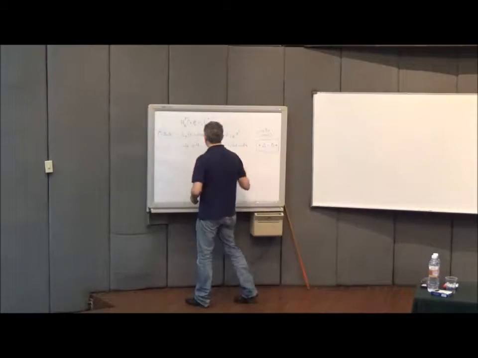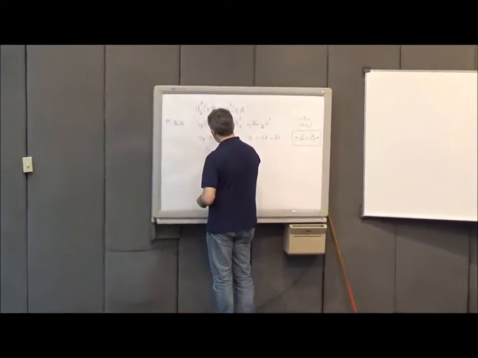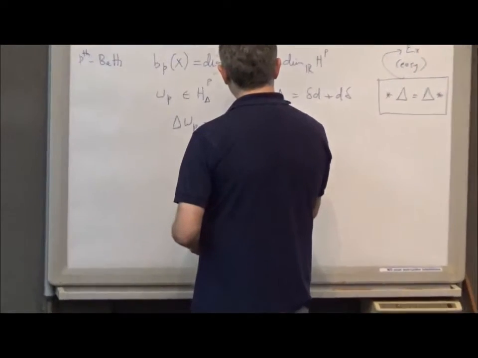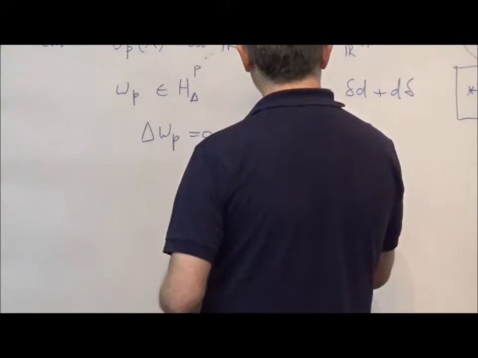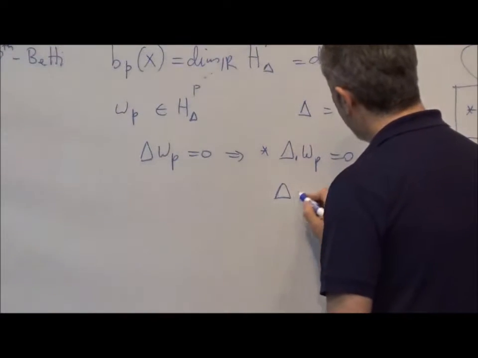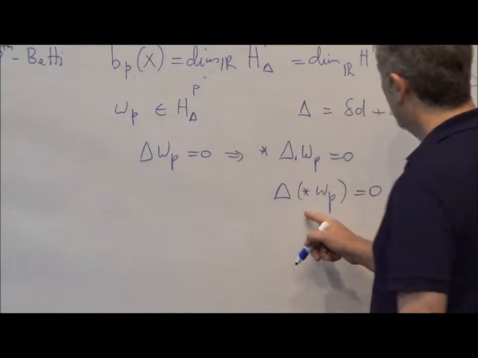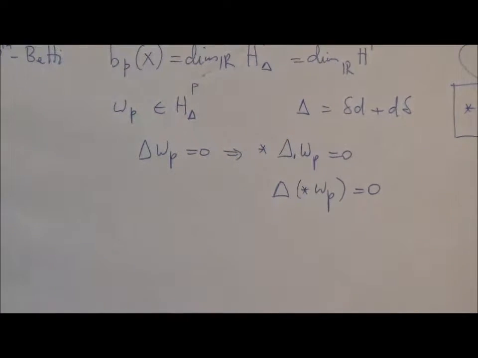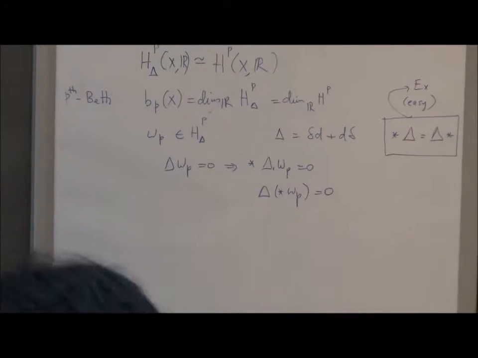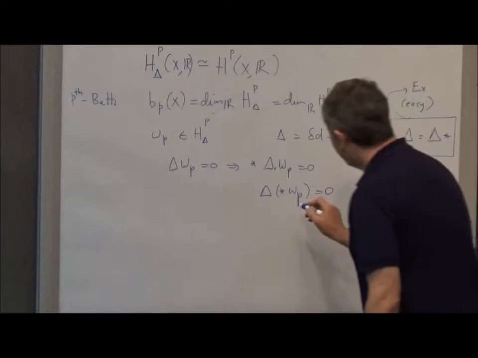So using that, we have the following, which is that if the Laplacian of omega p is equal to 0, that obviously implies that the Laplacian of star omega p is equal to 0. I can take it through, and therefore I just straight away get this. Where does this live? Star of omega p lives... it's an n minus p form, right? So this is actually a harmonic form.